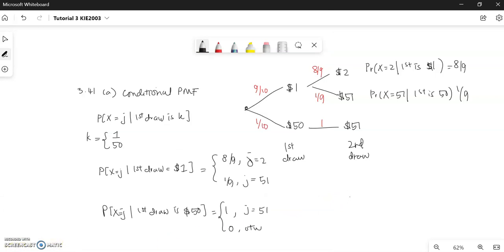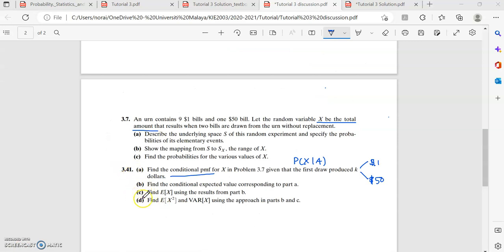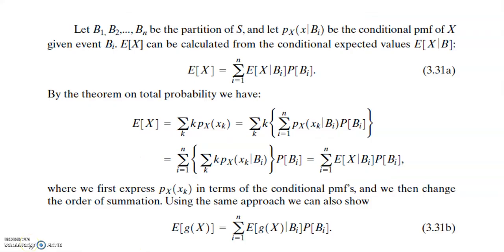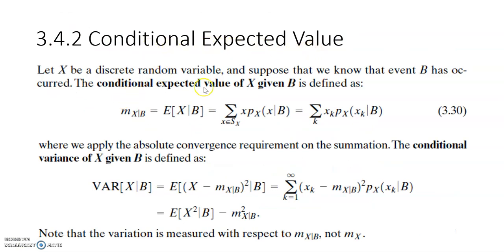For 3.41C, you are asked in part B to find the conditional expected value corresponding to part A. Conditional expected value means the expectation of X given B, whatever we condition on. If you look at your conditional probability, for the conditional expected value you have this equation, for the expectation of X given B.